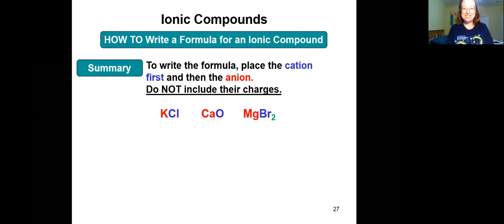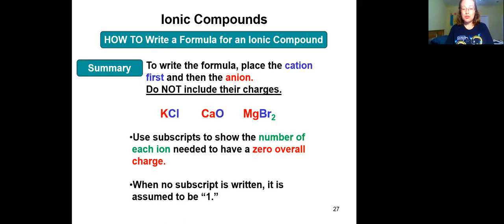ionic compound. We use subscripts to show the number of each ion needed to have a 0 overall charge. When no subscript is written, it's assumed to be 1. If I wrote it down, I know we have to have 1 of it.